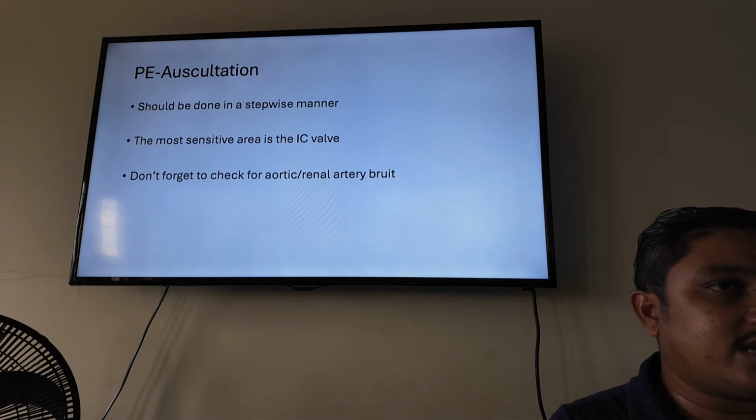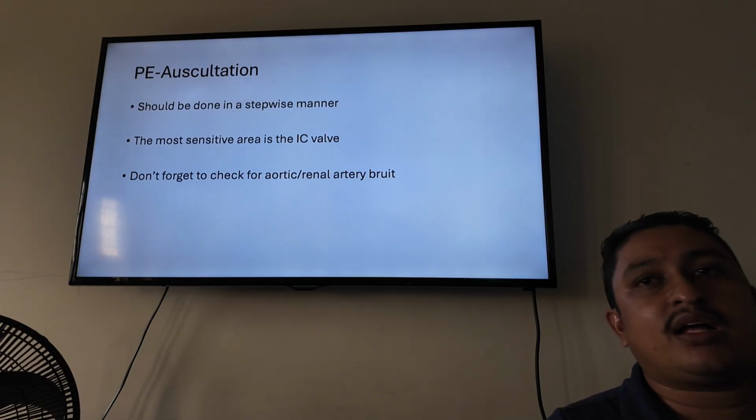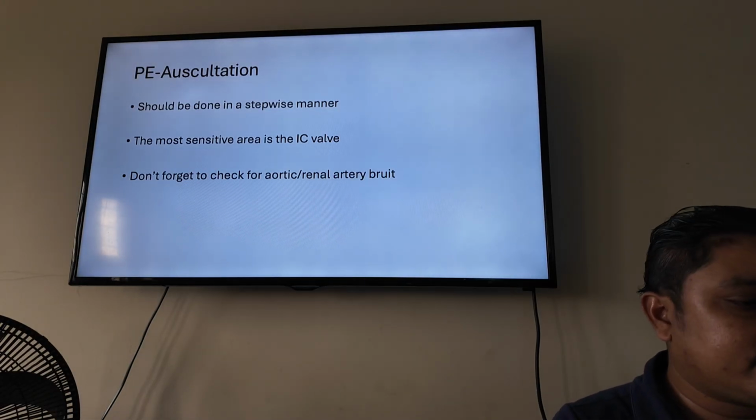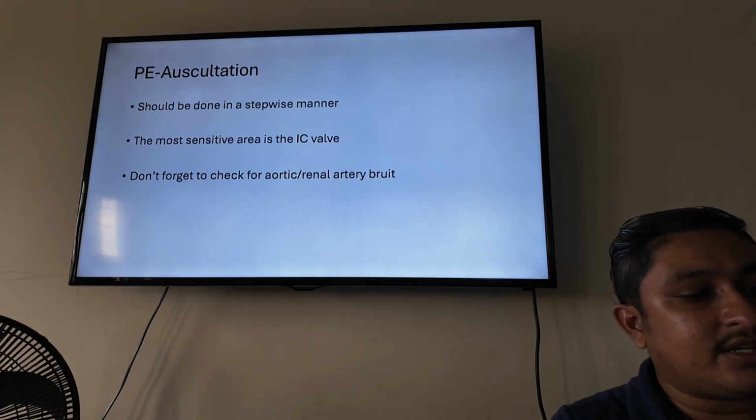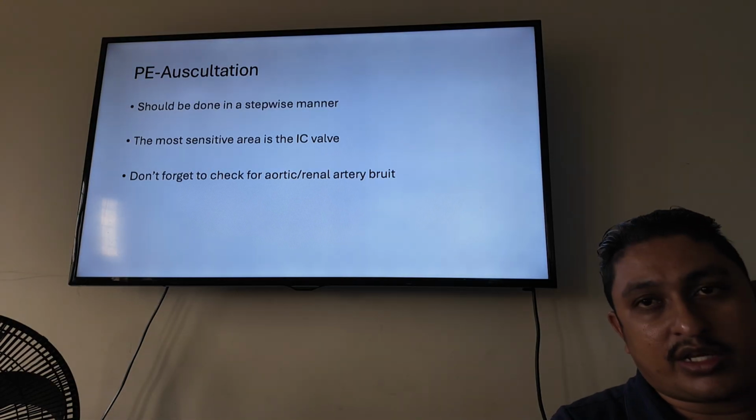Auscultation is important and should be done in a stepwise manner. The ileocecal valve is the most important place to auscultate. And don't forget to check for arterial bruits, such as aortic or renal, right?